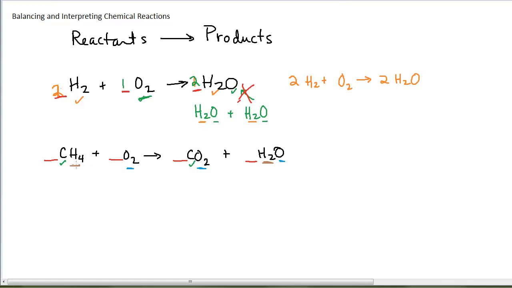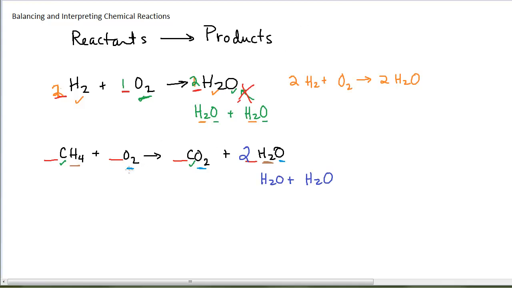So 4 hydrogens on the left. To make 4 hydrogens on the right, I would need 2 H2Os. Again, that's like an H2O plus an H2O, so do you see my 4 hydrogens? Carbons are still balanced. I've now balanced the hydrogens.